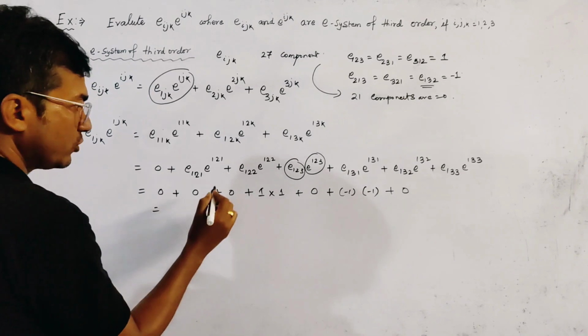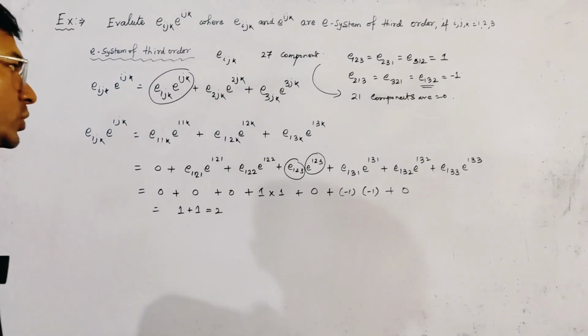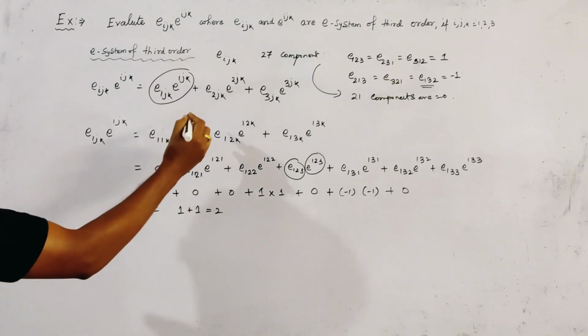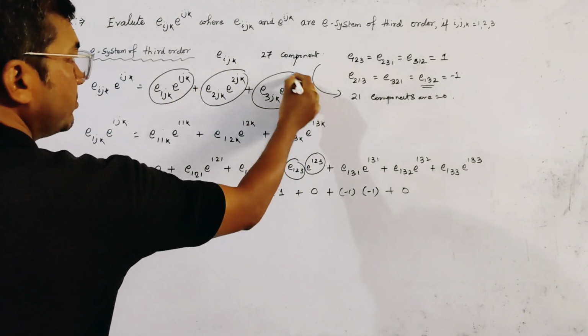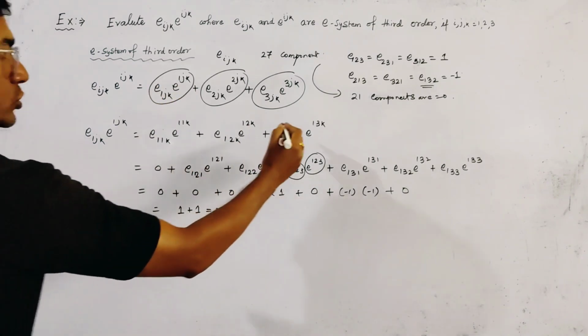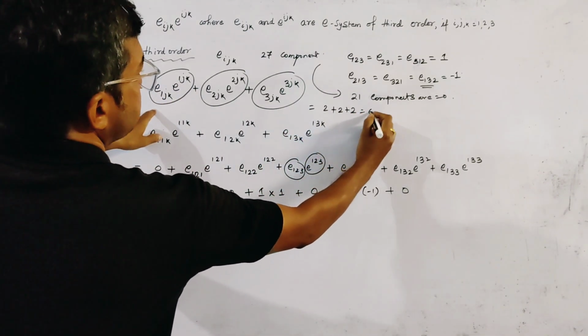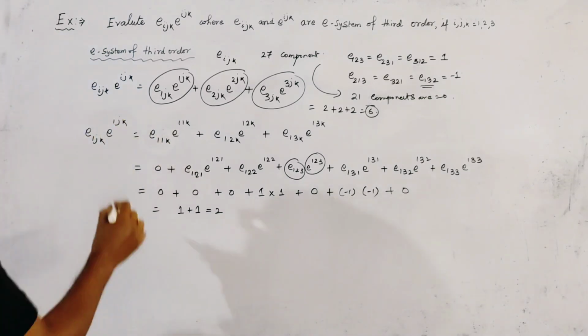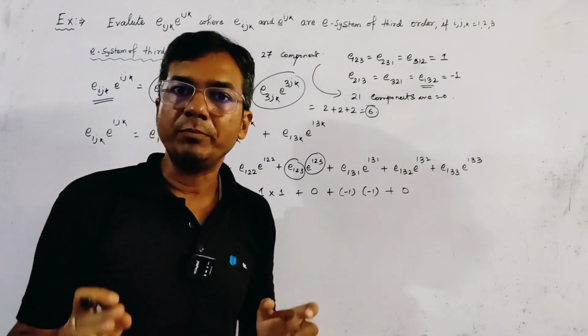So from this term, we get 1 plus 1, which is equal to 2. Similarly, if we expand the other term, we also get 2, and from the last term, we also get 2. So our result is 2 plus 2 plus 2, which is 6. So the value of this is equal to 6. A very easy problem of the E system.